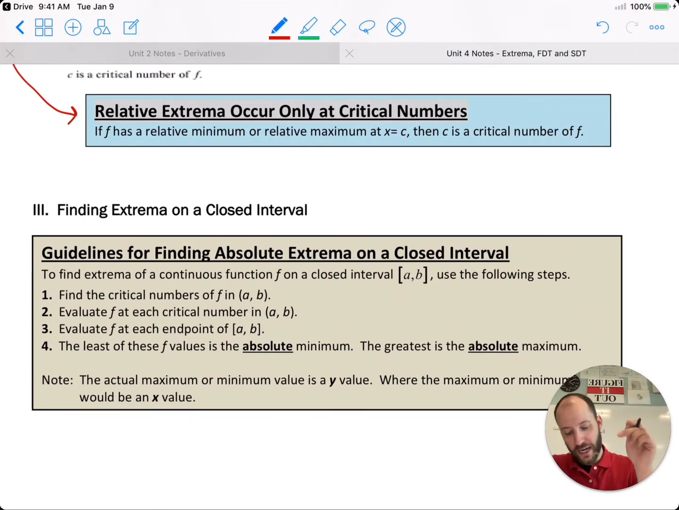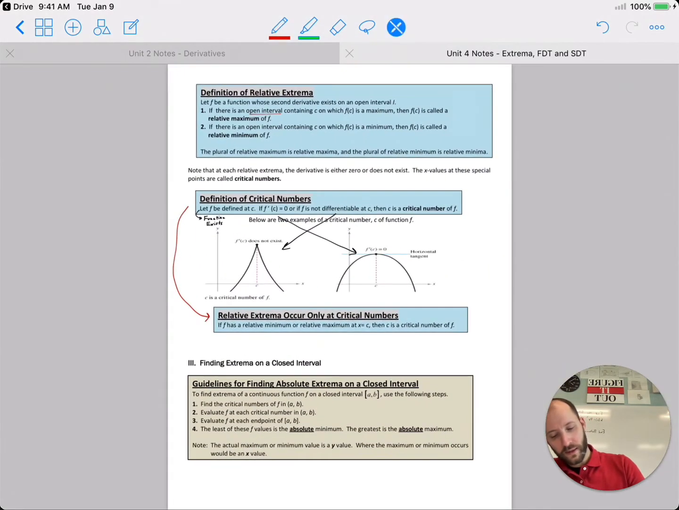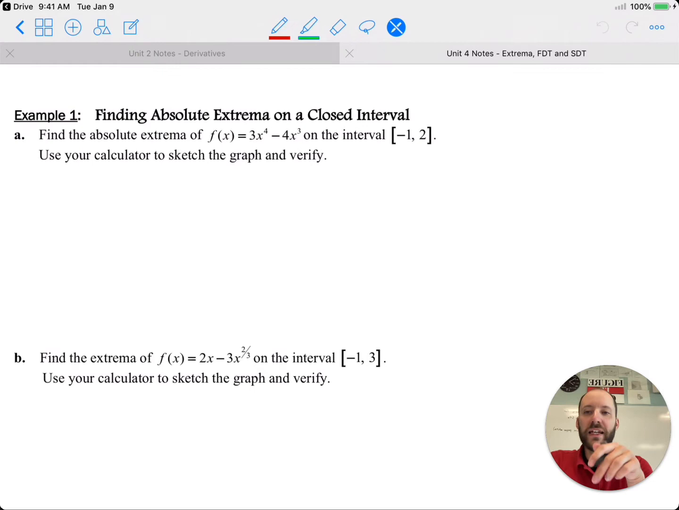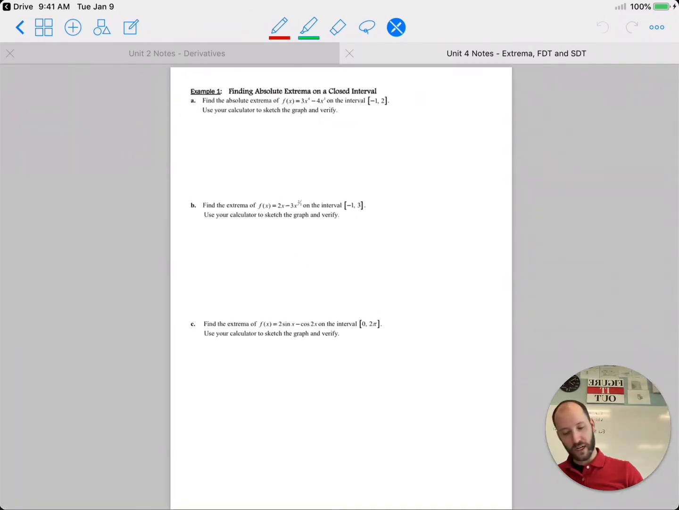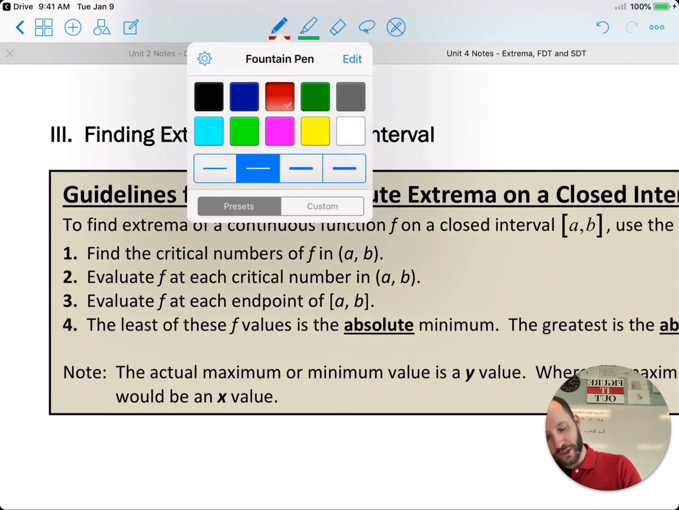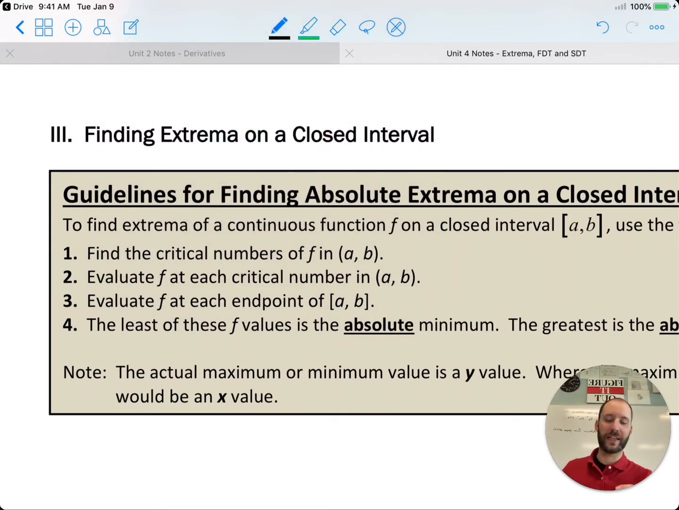So finding extrema on a closed interval, here's some steps you can look at to visualize and have a checklist of what you're going to do. But let's look at an example, okay? Find the absolute extrema of f of x on the interval -1 to 2. Oh wait, I forgot something. I want to write this down. So, just looked at my notes. I'm like, hey, don't forget that. So here we go.